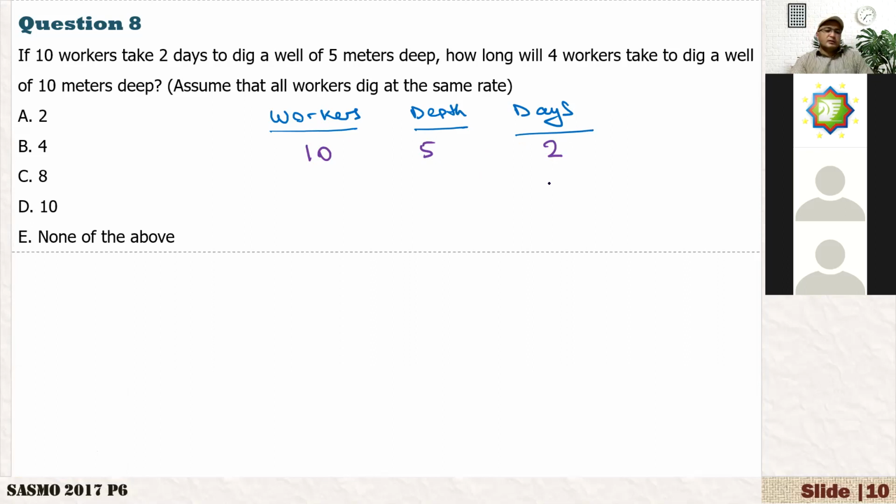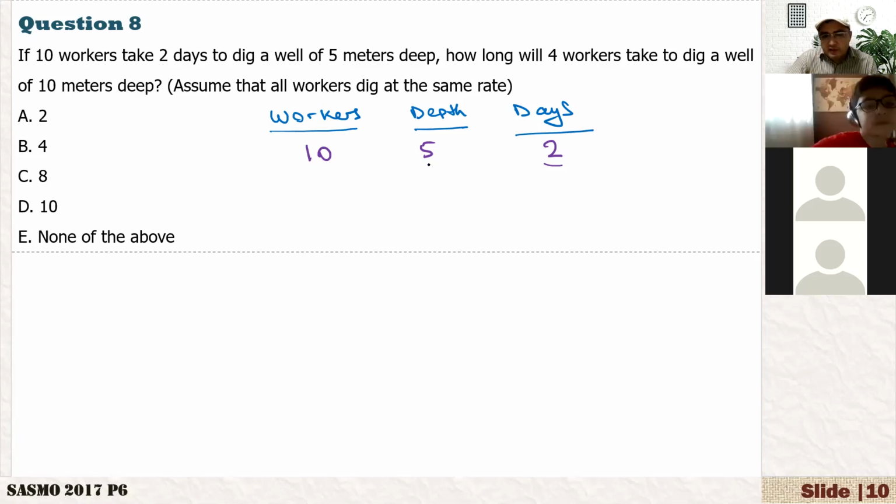Okay. No, actually, it is not like that. First, we have to see which quantities are directly proportional to each other and which are inversely. Because as you see here, for example, if the days do not change, right? If we have more workers, they can dig deeper, right? I mean, they can work more. If we have fewer, they can work less. It's like painting the house.